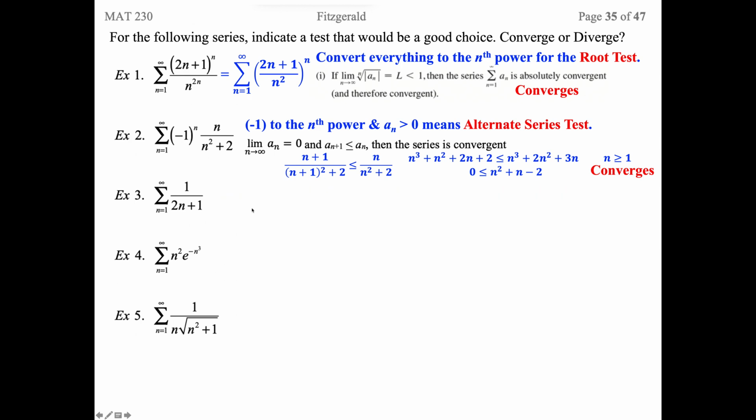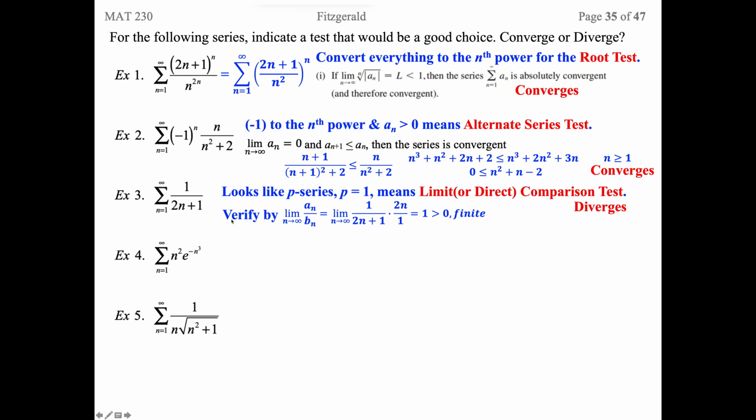Example 3 looks like a p-series to me. All right, so this is going to diverge, but again, it's got to be a comparison. So I drop off the plus 1, so 1 over 2n, that's part of the harmonic series, 1 over n. So we know it diverges, but then you have to do the verification.